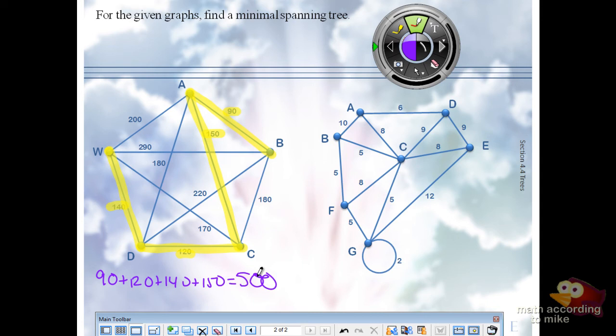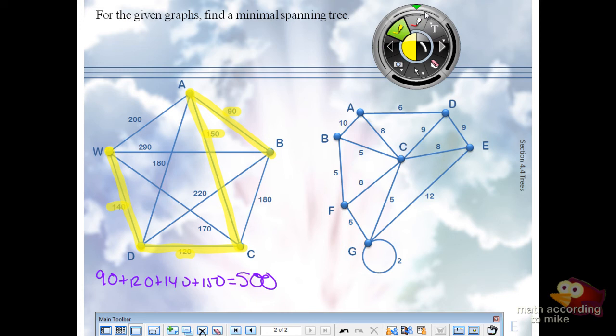All right, that was the nice one. Let's do the not so nice one. So looking at the graph on the right, notice the smallest weight is 2. But can we pick the 2? No, because a loop is a circuit. So now we look for the next smallest number.